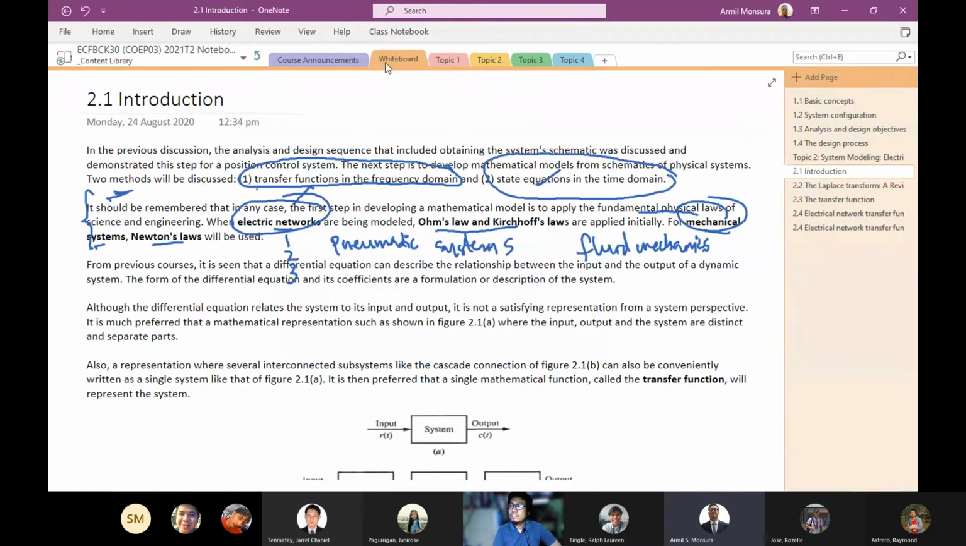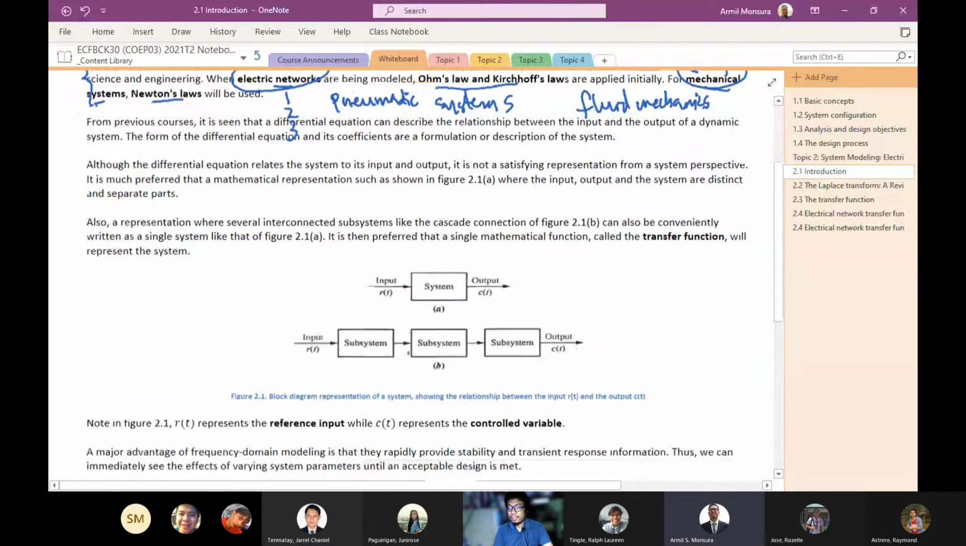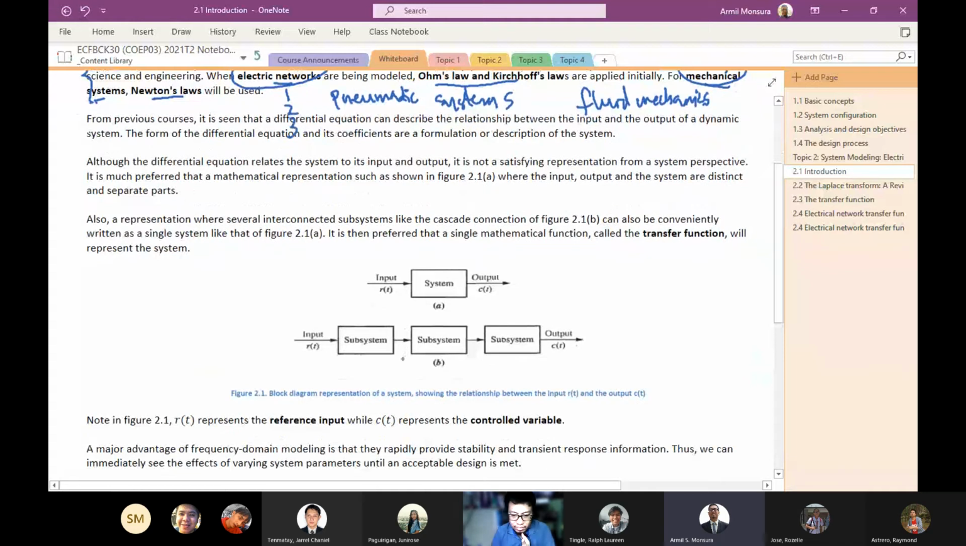So yun. Remember that ito yung pag-uusapan natin na madalas. Yung ating system is basically represented by a block diagram, something like this one.